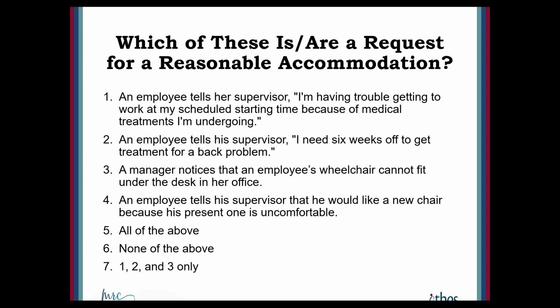Is it all of the above? Is it none of the above? Or is it the first three only and not the fourth one? What do you think it is? You can go ahead and type your answer into the question section, and we'll see if we can quickly see any idea here. We see one person says 5 already. So yeah, just type in a number. So I'm seeing 5s, 7, 5s and 7.